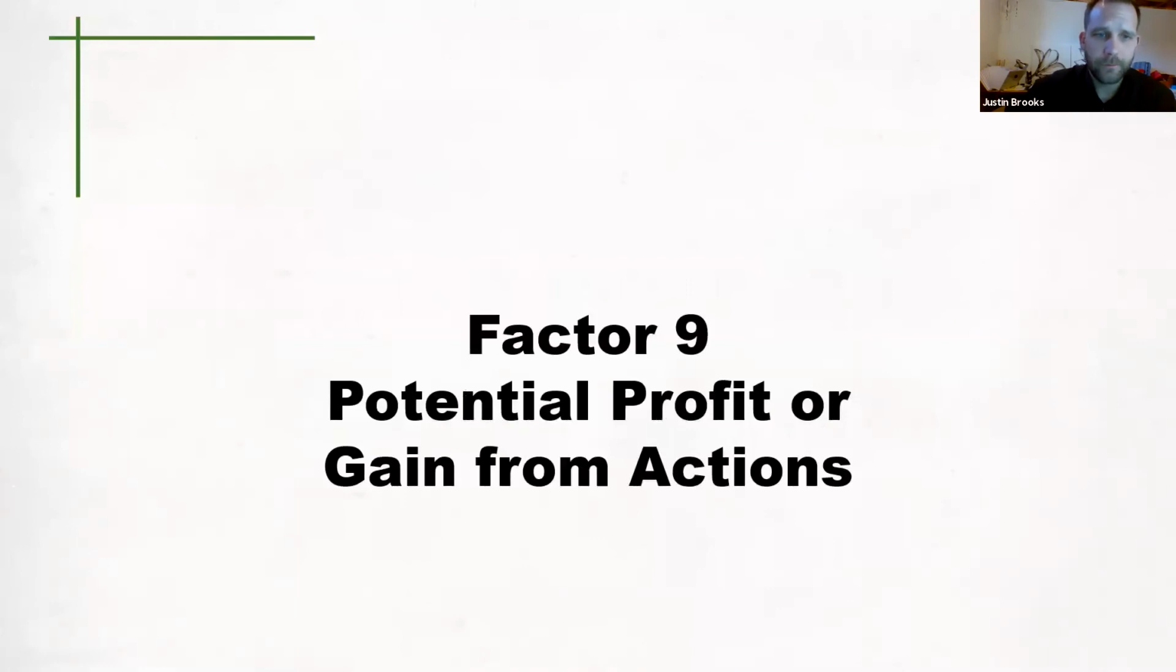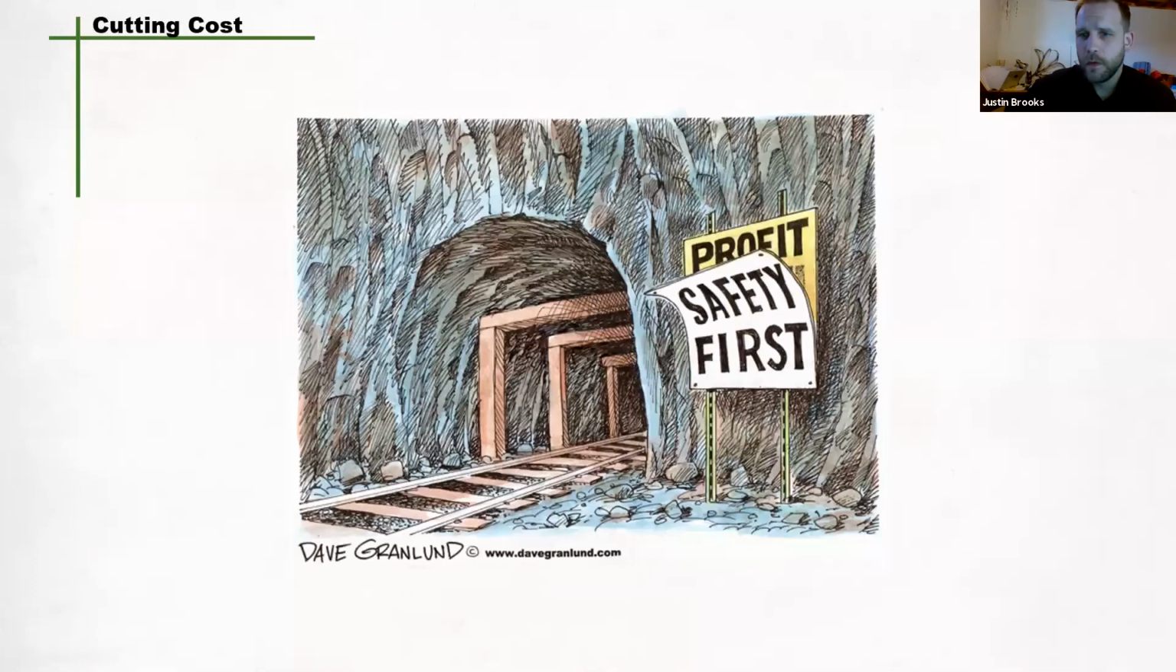Factor nine, potential profit or gain from actions. Companies and corporations are prepared to take more risks when there's more to gain. If a company can make more profit by having more equipment in the field, selling more product, getting more clients, some companies will be willing to do whatever it takes to take advantage of that. This could mean using equipment that has not been maintained, sending out workers who have not been trained, and stretching their capabilities to safely deliver their products and services.